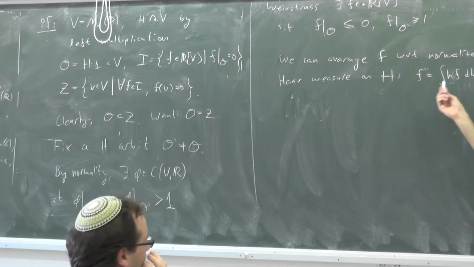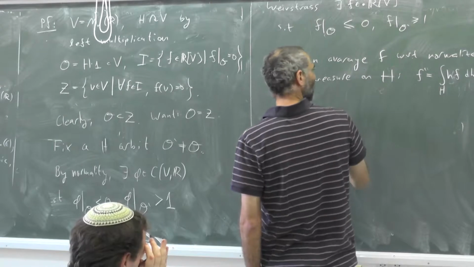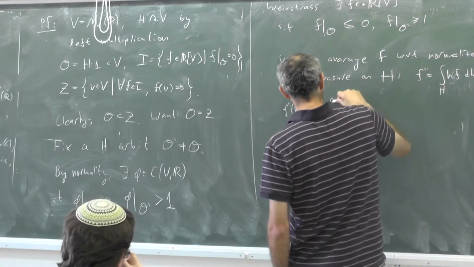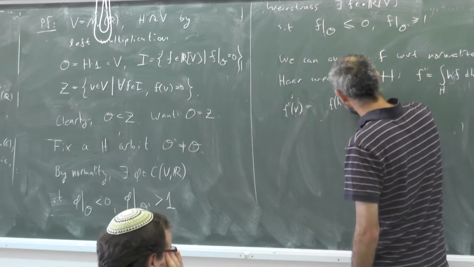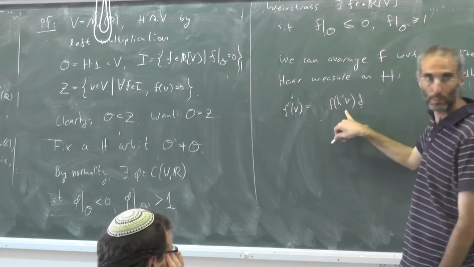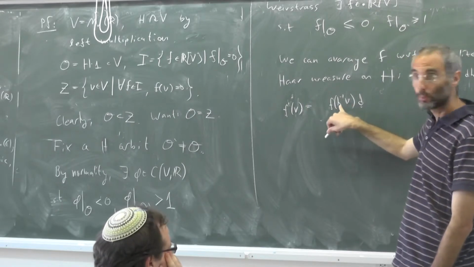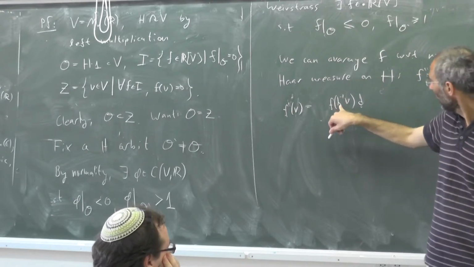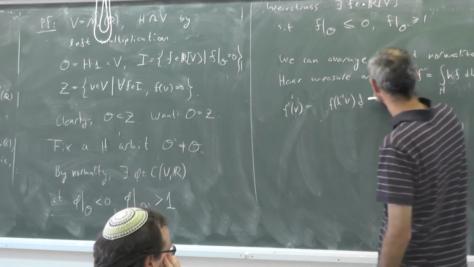And let me explain what it means. F prime at a point V will be, so we'll take F, we will translate it by H, so it will be F of V plus H, and this is a real number, and for every V, H varying on some compact variety, this will be a compact set of numbers that I'm getting. I can average it.